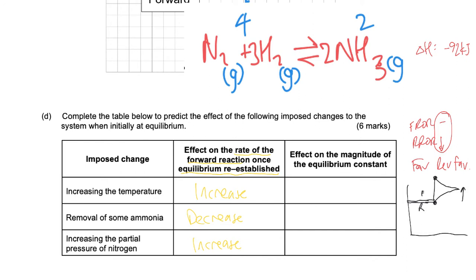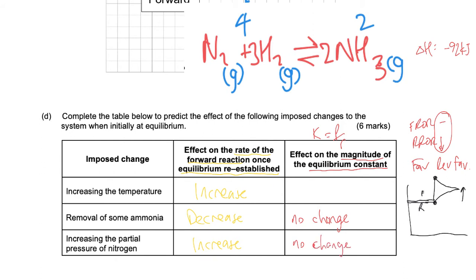Okay, so that's increased there. Okay, next is the effect of magnitude of equilibrium constant. So the equilibrium constant is the K value. The K value is the ratio of products over reactants. That K value only changes when temperature changes. So that means that if you remove some ammonia, no change. If you increase the partial pressure of nitrogen, no change.